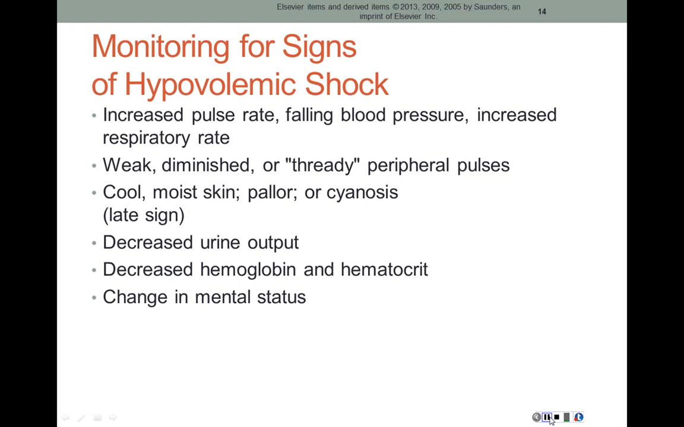So monitoring for signs and symptoms of hypovolemic shock, of course, we would have an increased pulse rate, but a falling blood pressure. We would have an increase in respiratory rate. We may have diminished peripheral pulses. Our skin may be cool, clammy, cyanotic, which is a late sign. We're going to hold on to all of our fluid in our body because we're bleeding somewhere and we don't have as much volume, so they're going to have decreased urine output.